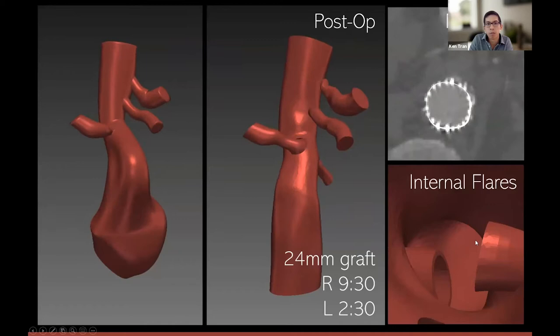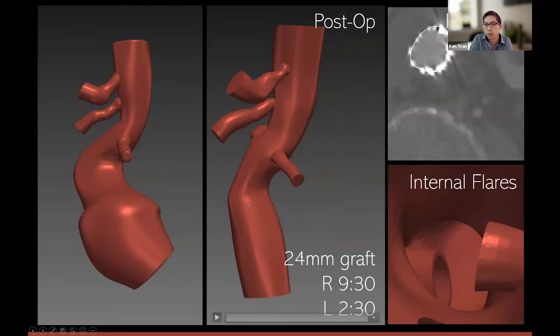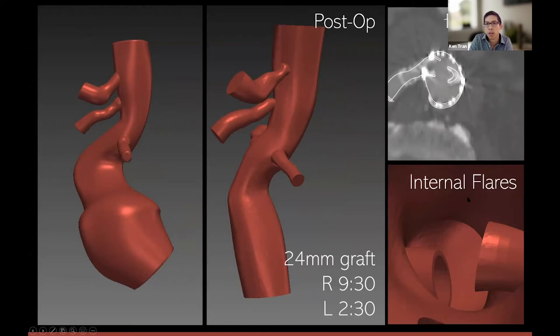This is a patient with a 6-centimeter aneurysm with a very highly angulated infrarenal neck. So we were interested in this patient that had a relatively small diameter graft, 24 millimeters, placed here, that had significant protrusion in the renal flares, as you can see in the top right corner, and also highlighted here, and how these geometric changes influence branch hemodynamics.